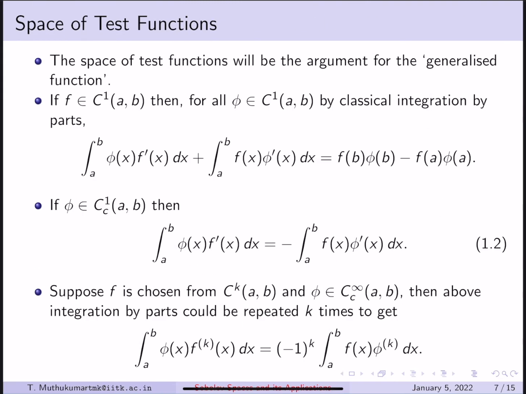Now if instead of taking f in C1, if I take f in Ck and then phi compactly supported, earlier I said C1, now you see that if I have to do this differentiation k times, I need to choose k, but I'm going to allow it for any k. So for simplicity, I'm going to take infinitely differentiable. So phi is C infinity C A B. Then in that case, this formula you have becomes this.